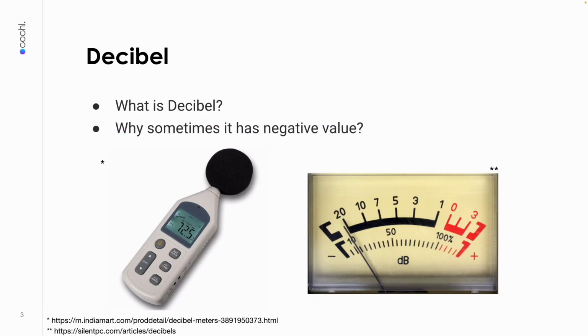We often use the term decibel when talking about the loudness of sound. But what exactly does this decibel mean? And why is the decibel value sometimes expressed as a negative number when looking at a certain device or picture?